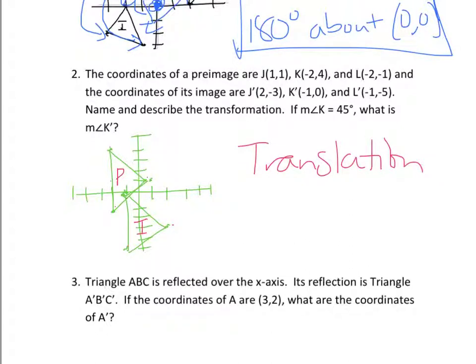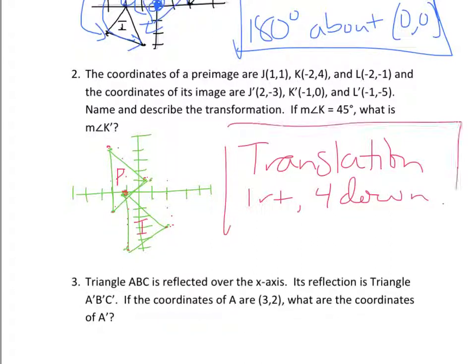And to describe the translation, you kind of just say how many units it's moving. So you could just pick one of the points, because they're all moving the same amount, right? Well, how far are they moving? It looks like they're moving 1 to the right, and 1, 2, 3, 4 down. Check this one. 1 to the right, 1, 2, 3, 4 down. Check this one. 1 to the right, 1, 2, 3, 4 down. So 1 right, 4 down.